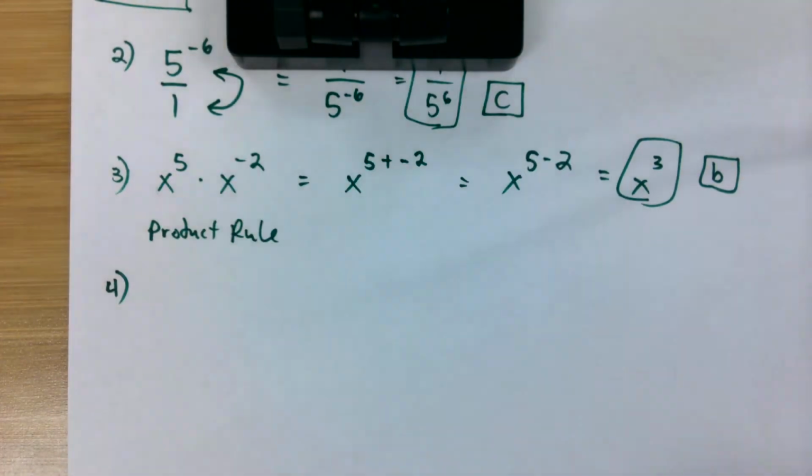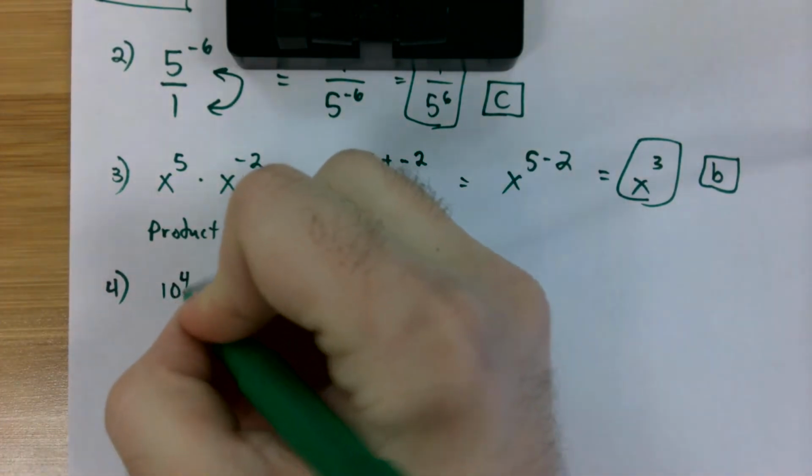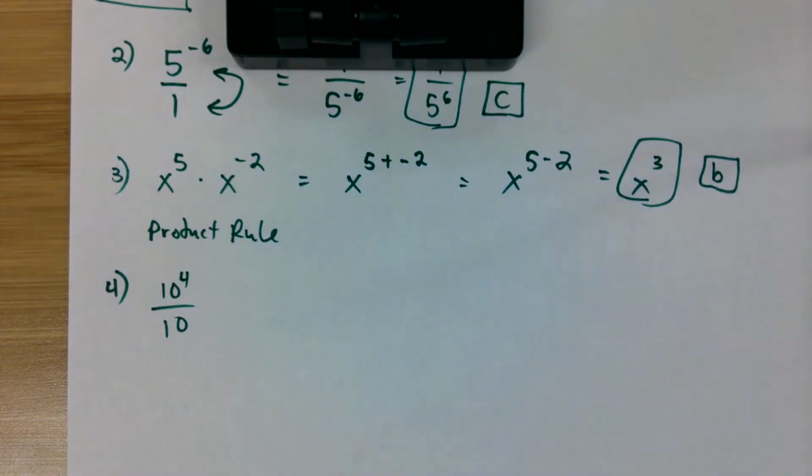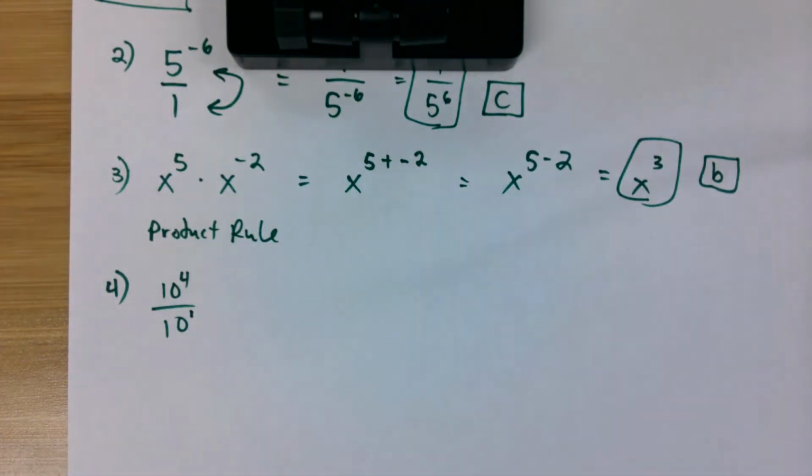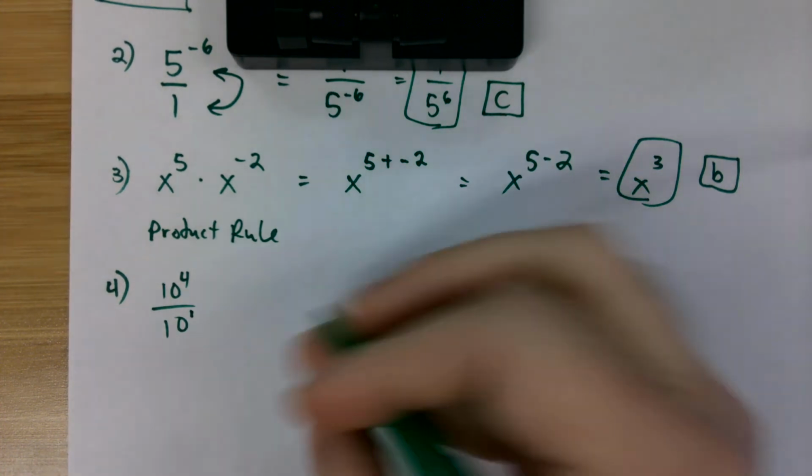Number 4, 10 to the 4th over 10. A lot of people just wrote, oh, boom, the answer is 10 to the 4th. Not the case. We got 4 10s on top and how many 10s on bottom? 1, right? Okay, go ahead. So we got an exponent of 1 on the bottom.